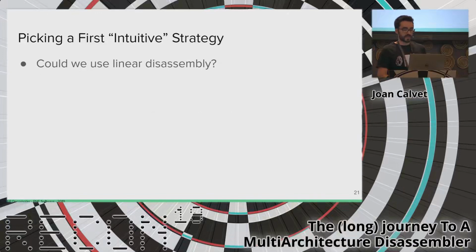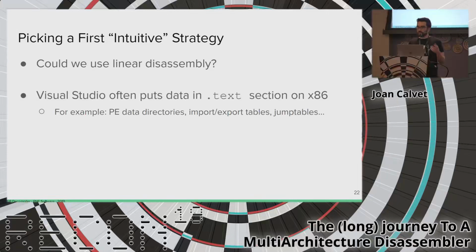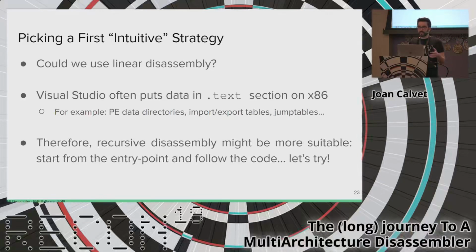So we might first be tempted to try the most basic algorithm, namely linear disassembly, that is disassembling every byte in the code section. As you might know, the problem is that Visual Studio often mixes data within the code section, like PE metadata, import-export tables, switch jump tables. So linear disassembly does not necessarily seem the best way to go at first. It makes more sense to try a recursive disassembly that will start from the entry point provided by the executable file parser and then follow the code.